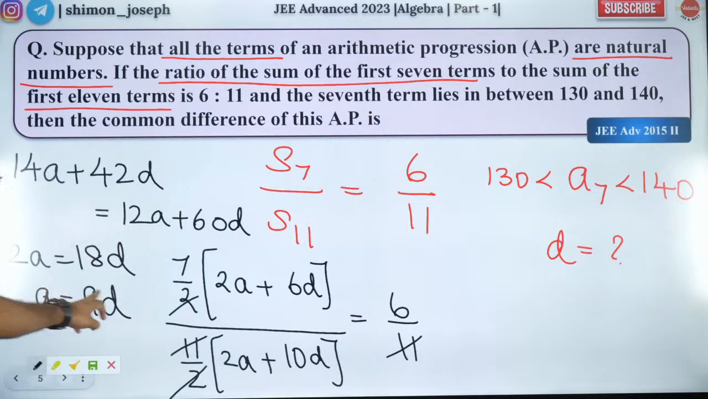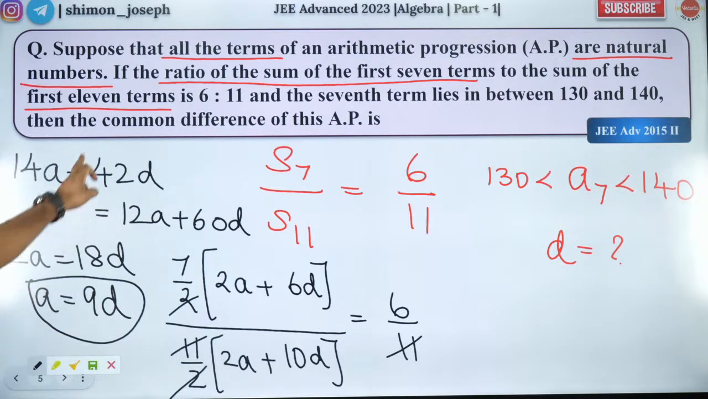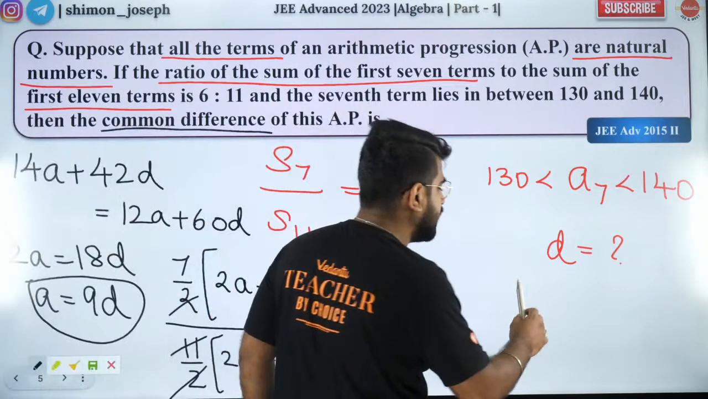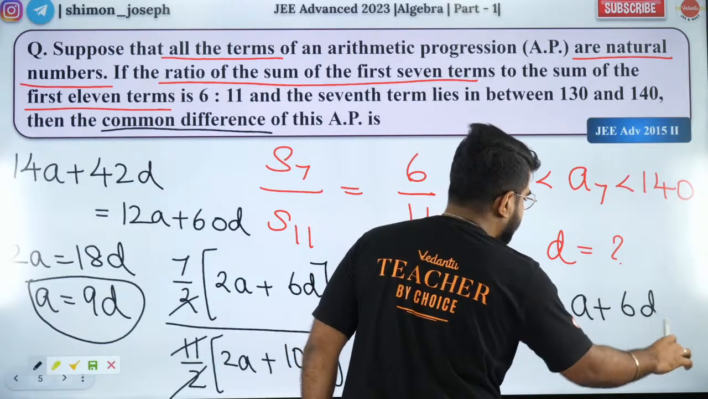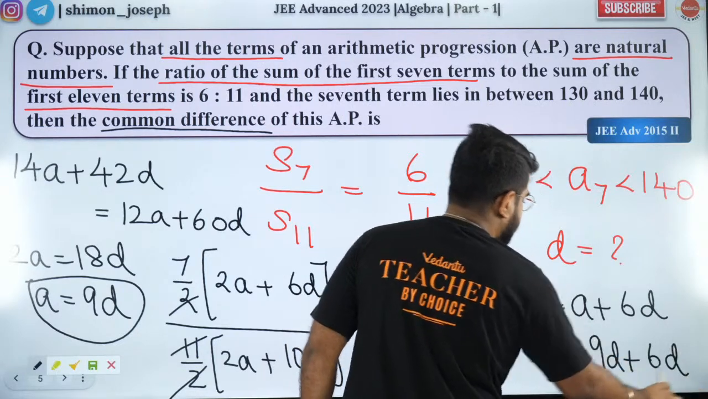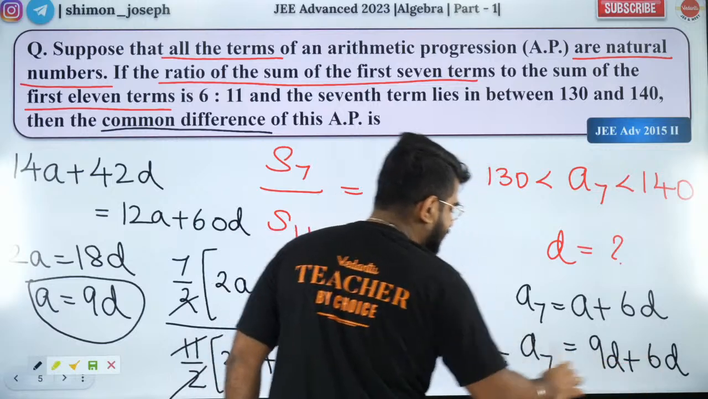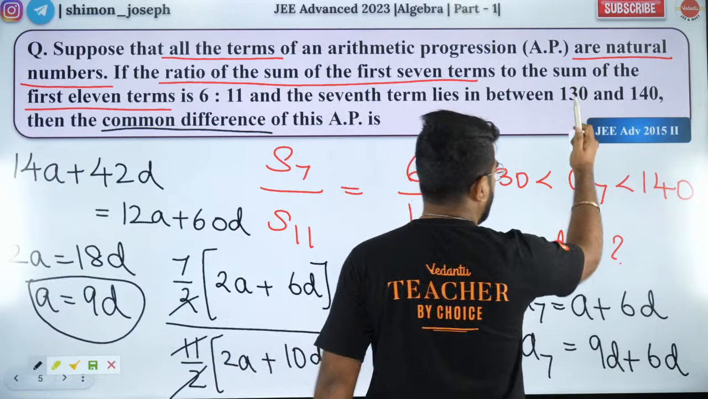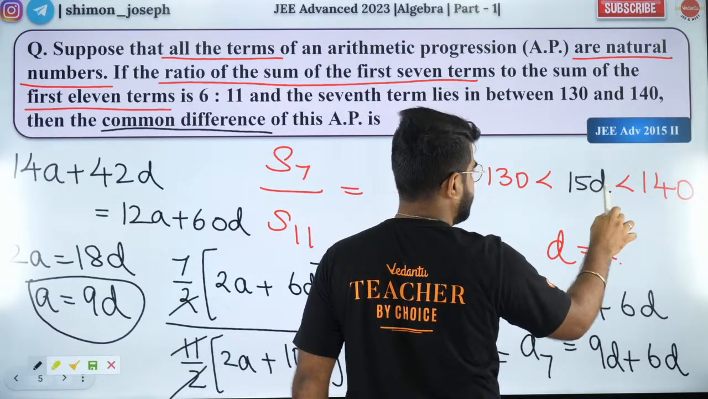So now I got the relationship between first term and common difference. Now we want the common difference of the AP, right? So for that, let's get the 7th term. What is the 7th term? 7th term is first term plus 6d. First term we know is 9 times common difference. So 9d plus 6d is your 7th term. So 9 plus 6 is 15. So the 7th term is 15 times common difference. So A7 can be written as 15 times common difference.